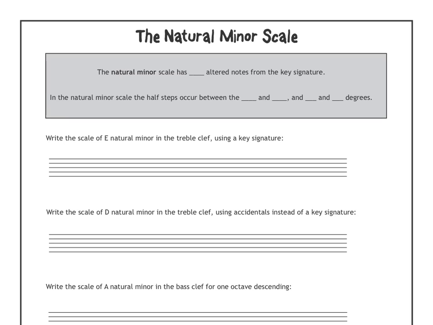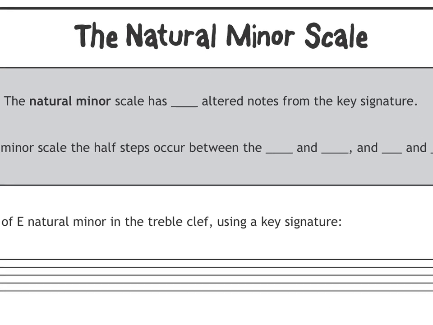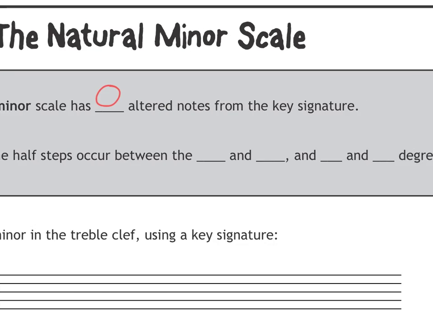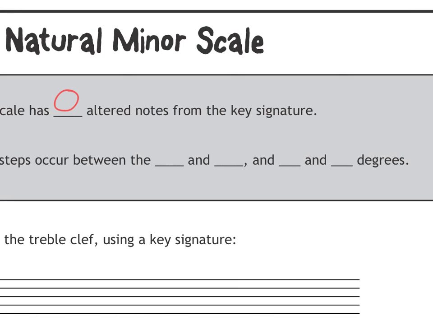In the previous unit, we left off working with minor key signatures, the relationships between major and minor keys. Now here we have the natural minor scale. So the natural minor scale has how many altered notes from the key signature? It has none. It has 0 altered notes. And also the half steps happen between specific sets of notes. Just like the major scale, you have your half steps between notes 3 and 4, 7 and 8.